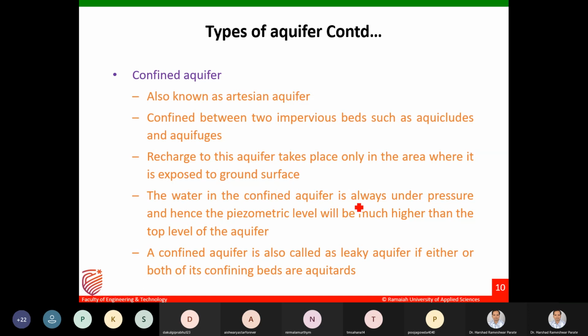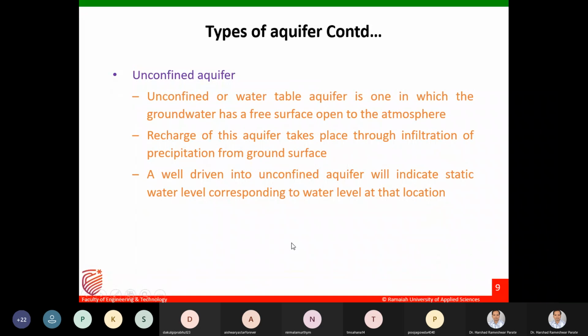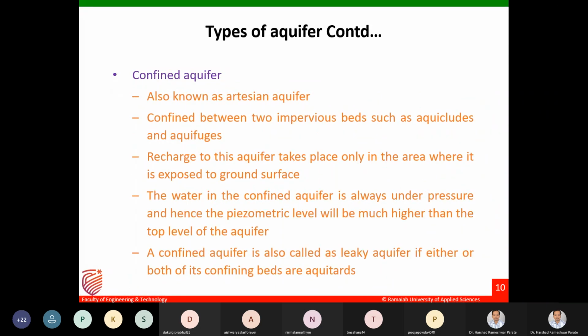The water in this confined aquifer is always under pressure, and hence the piezometric level will be higher than the top level of the aquifer. So that is what you will see here. The water level is always higher than the top level of the aquifer. How much higher depends on the pressure in the aquifer.